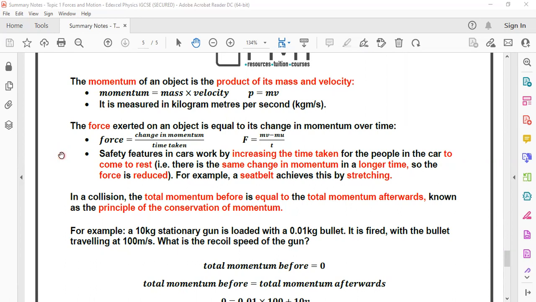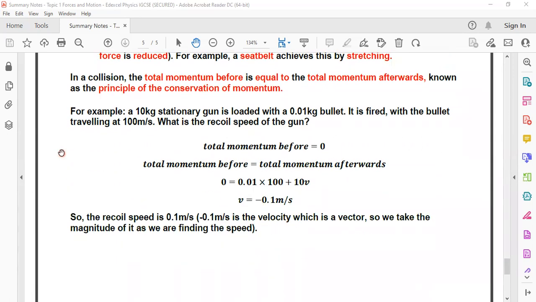Now, safety features in cars work by increasing the time taken for the people in the car to come to a rest. इसको हम change in momentum भी कहते हैं. For example, airbags या seat belts. In a collision, the total momentum before is equal to the total momentum afterwards, known as the principle of the conservation of momentum.